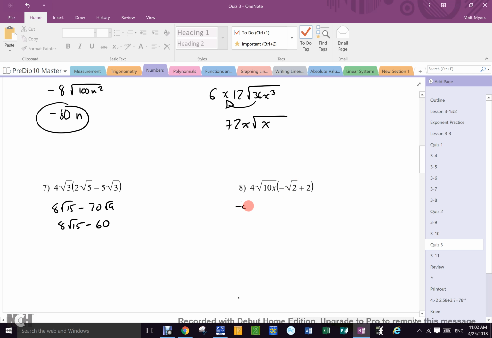And negative 4 root 20x plus 8 root 10x. That's 5 times 4, so that's negative 8 root 5x plus 8 root 10x. And it's done.